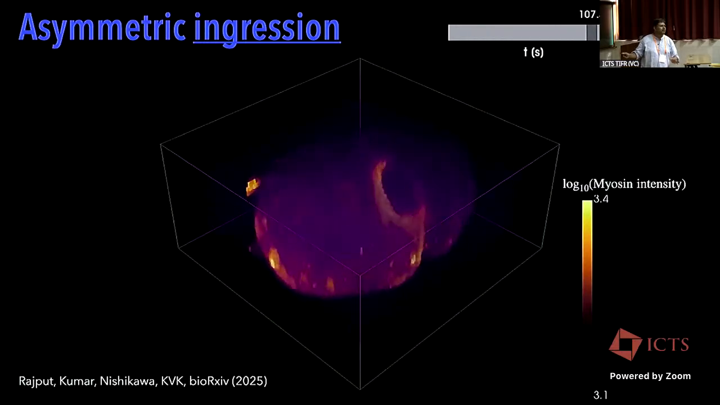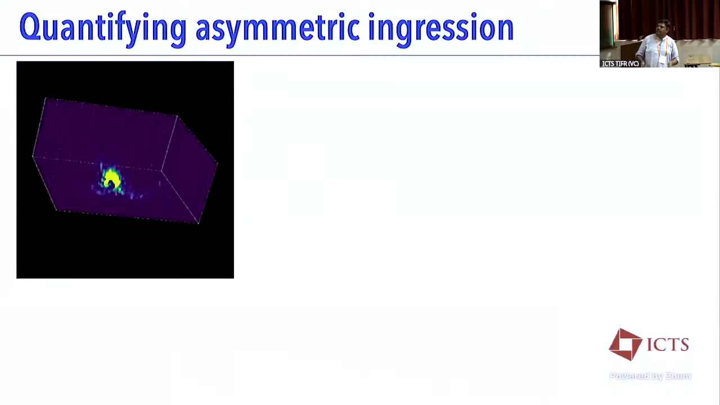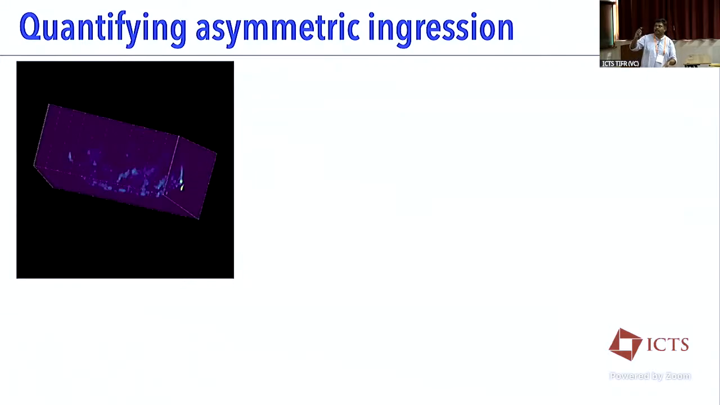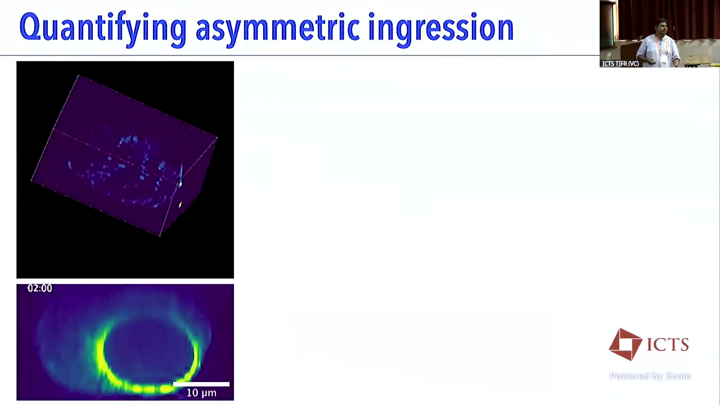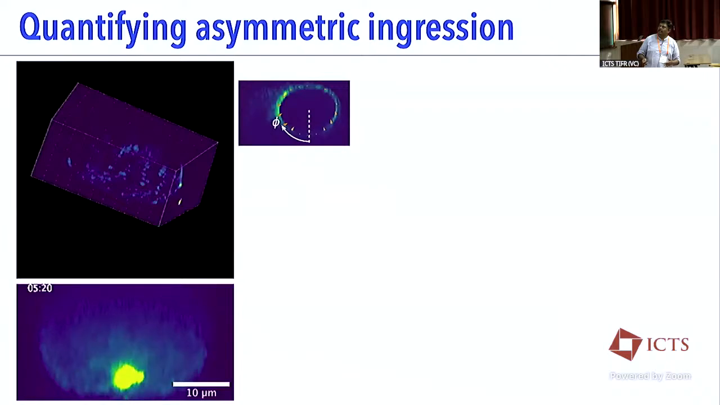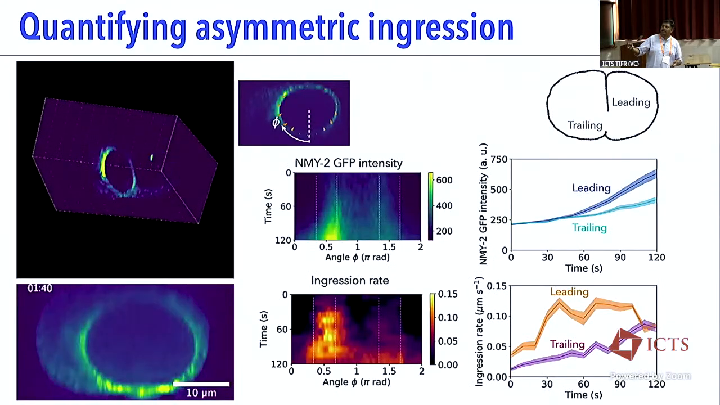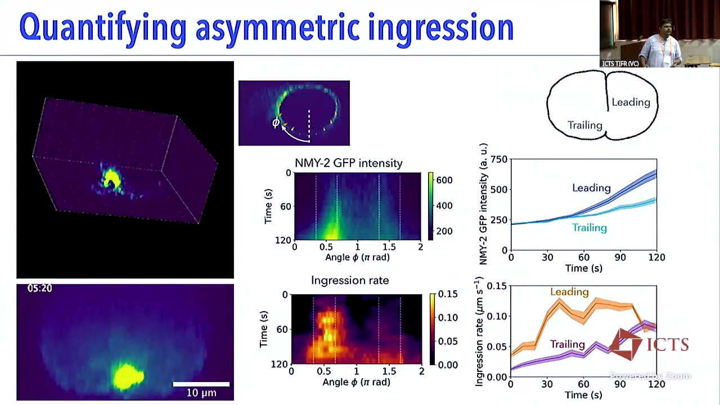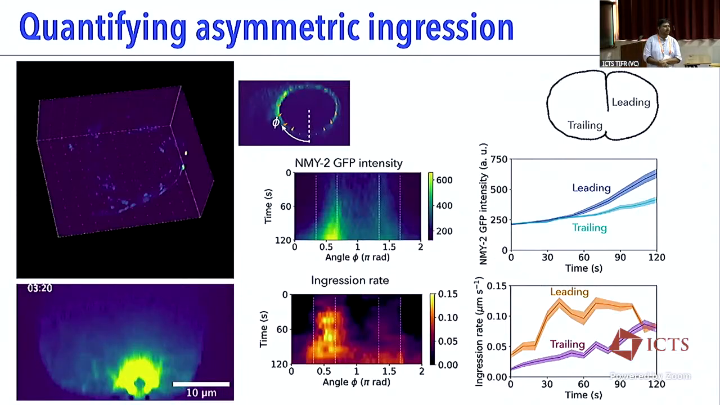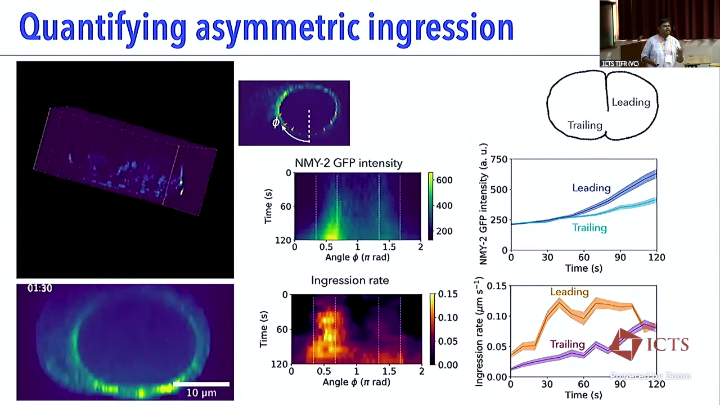So we have plenty of movies like this. Once you have movies like that, digitally you can turn them around here and there, and you can go to the division plane, you can reconstruct the data, and so therefore you can get actual quantitative data of how myosin looks like on the ring, how the ingression rate looks like in the ring. You can get the time course of all these patterns. So you have very quantitative data.